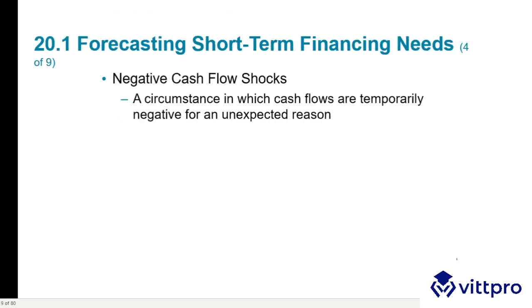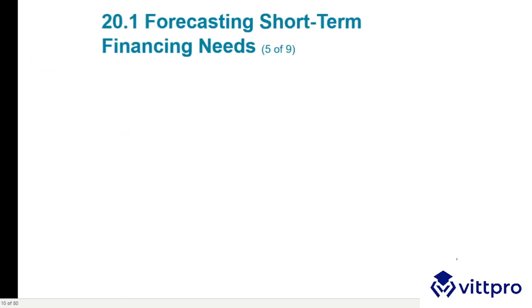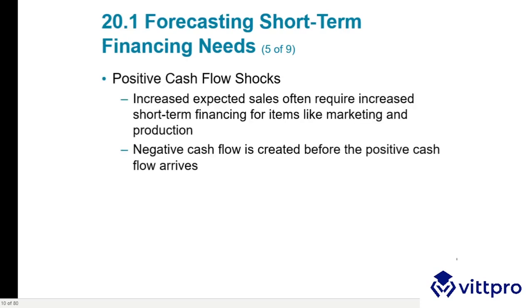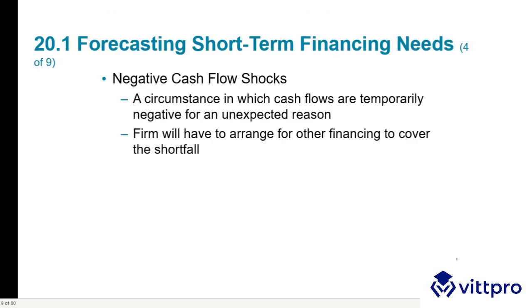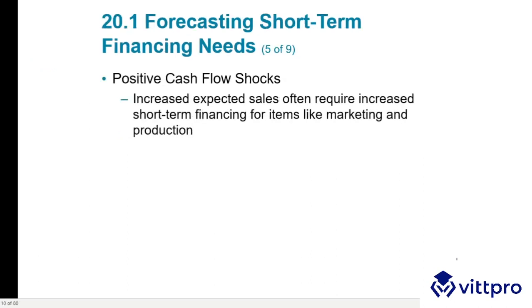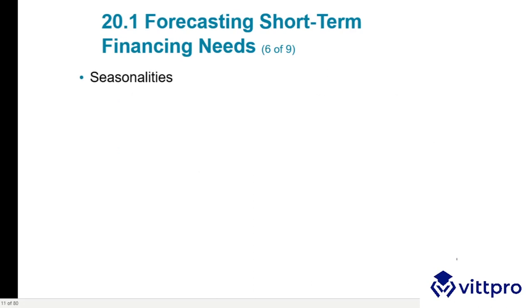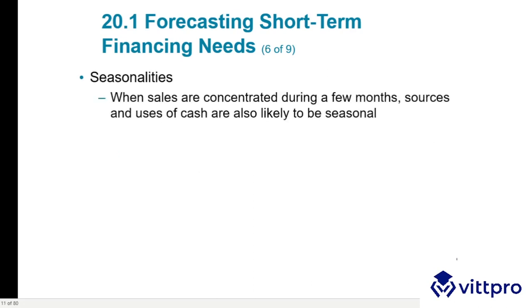But there are certain times when you get a negative cash flow shock. You may be temporarily negative because of any reason, or you may be in a seasonal requirement. You are becoming negative in terms of operations. So there's a certain negative cash shock where you may see unexpected cash outflow or cash inflows as well. The only thing is you need to be able to invest that money in a proper manner, right? Then there are seasonalities. When the business is concentrated in a few months, then cash is seasonal.